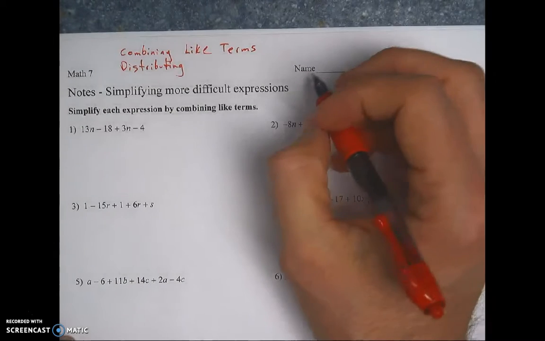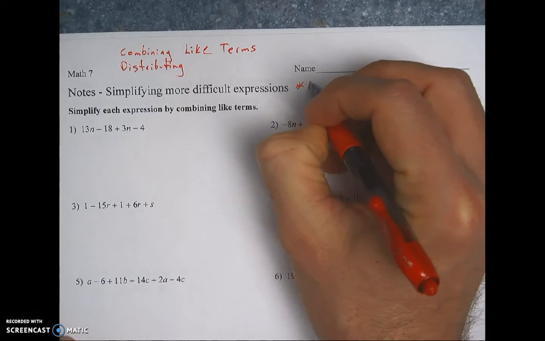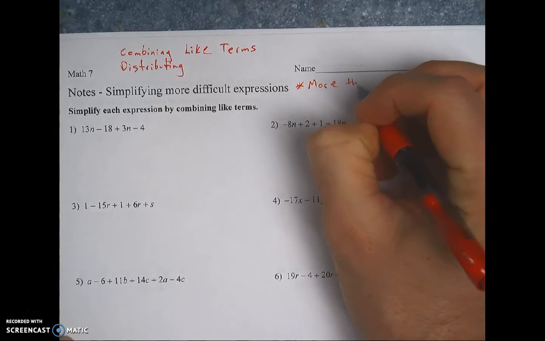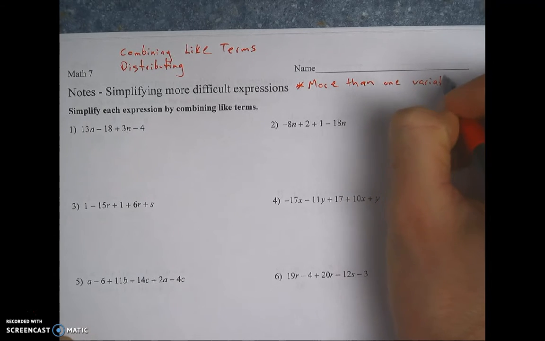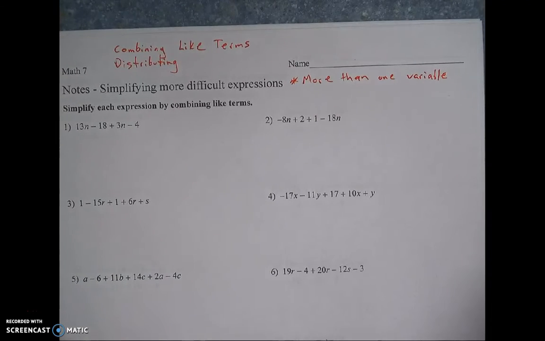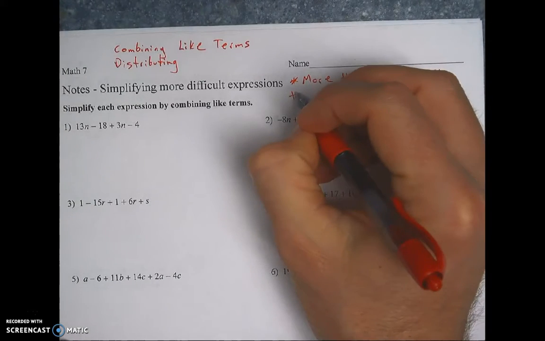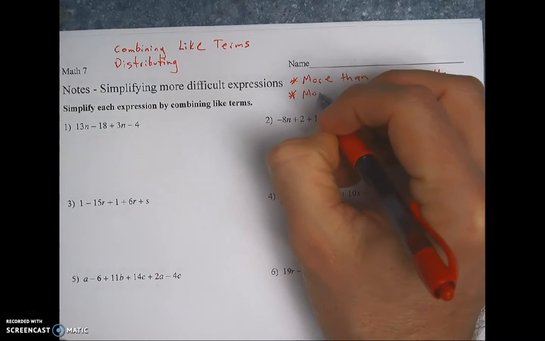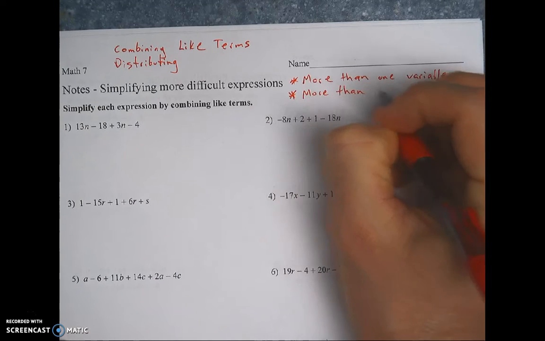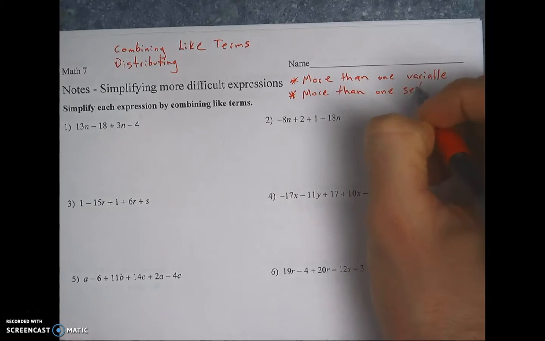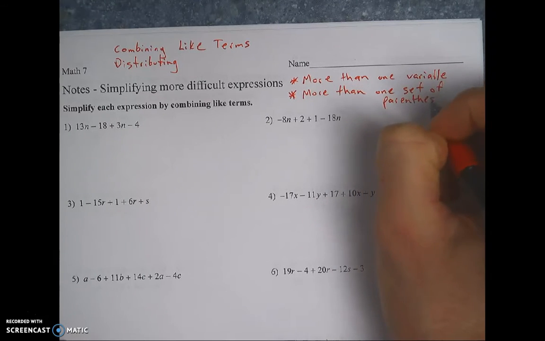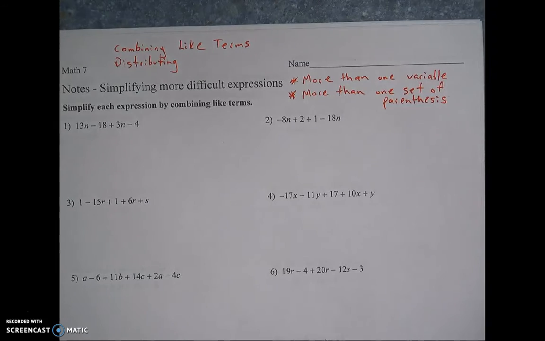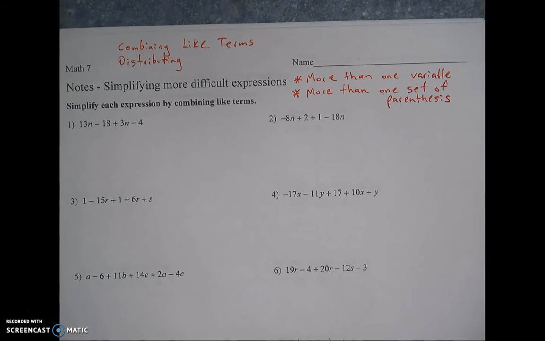But what makes today more difficult is there's going to be more than one variable. So there could be an x and a y. And then we're also going to look at some where there's more than one set of parentheses. Okay, so that's what makes today different from what we were doing. So we're going to do the first two as a warm-up, and then we'll jump into the new stuff.